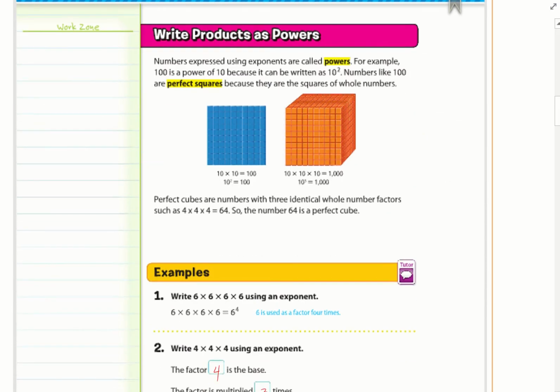This is write products as powers. So numbers expressed using exponents are also called powers. For example, 100 is a power of 10 because it can be written as 10 squared. Numbers like 100 are perfect squares because they are squares of whole numbers.